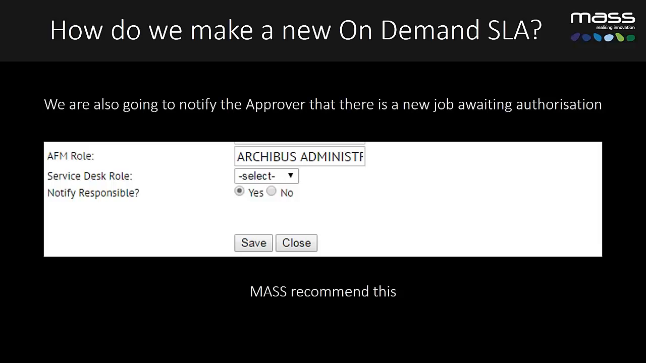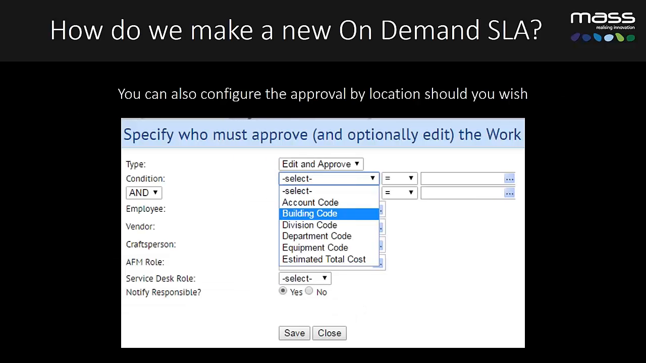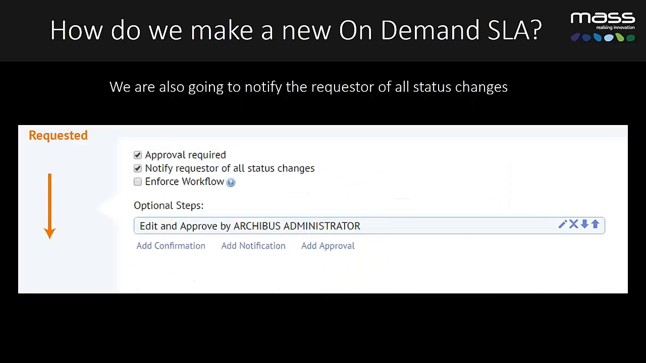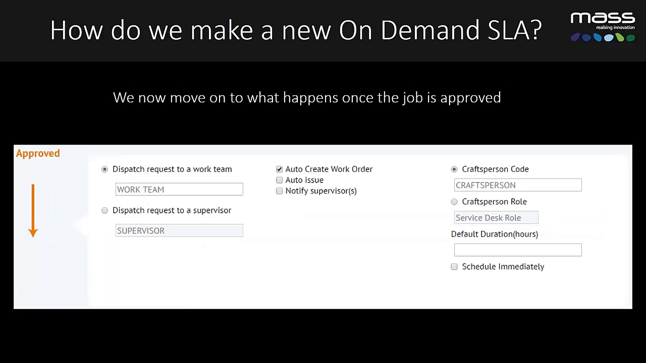We recommend doing this. You can also select whether approval is required by selecting specific building and site codes in the condition field. We are going to avoid using this today to keep things simple. We are also going to notify the requester of all status changes by ticking the box, Notify Requester of all status changes. Once that job has been approved, we are then going to dispatch it to a specific work team to complete the required tasks.